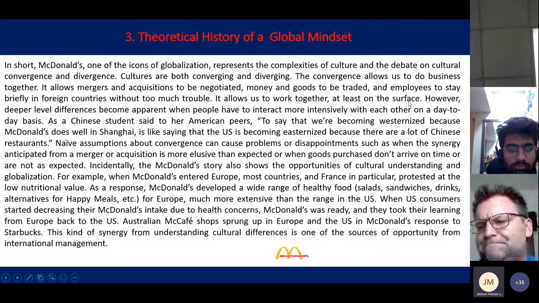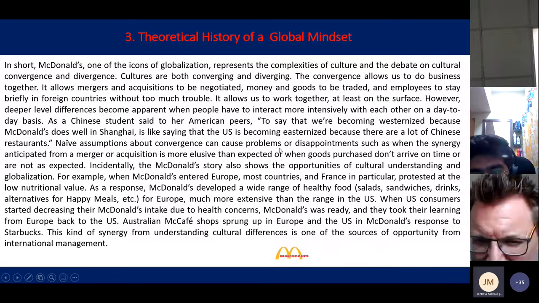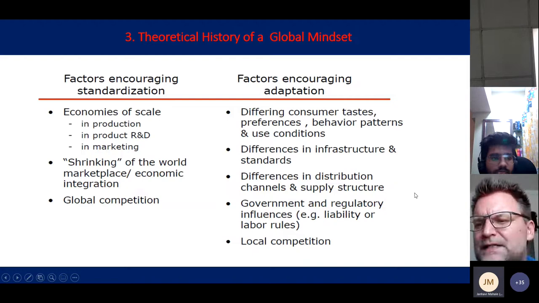I think not, but I know that in one of the countries in South America, McDonald's was also not welcome. I need to Google it again, but this was perhaps a big issue.